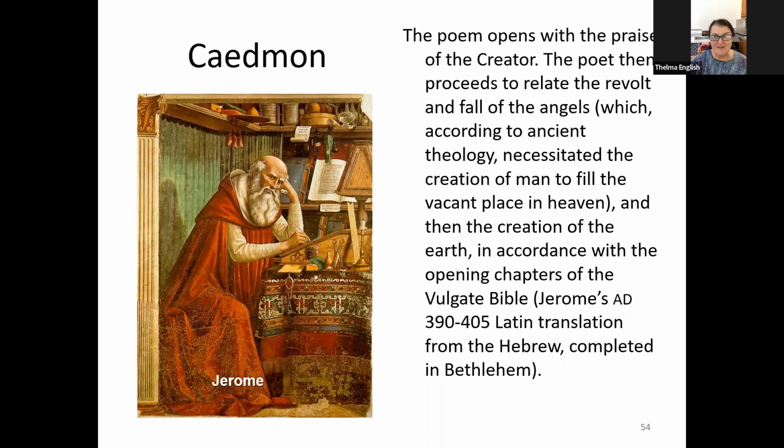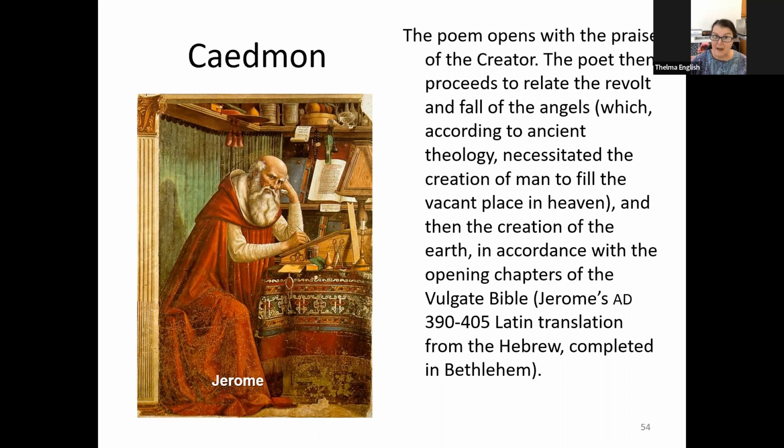So these guys had these dream visions. They know their Bible, they have these dream visions, and then they sing it. They sing a song all about Genesis. The poem opens with the praise of the Creator. The poet then proceeds to relate the revolt and fall of the angels, which according to ancient theology necessitated the creation of man to fill that vacant place in heaven.